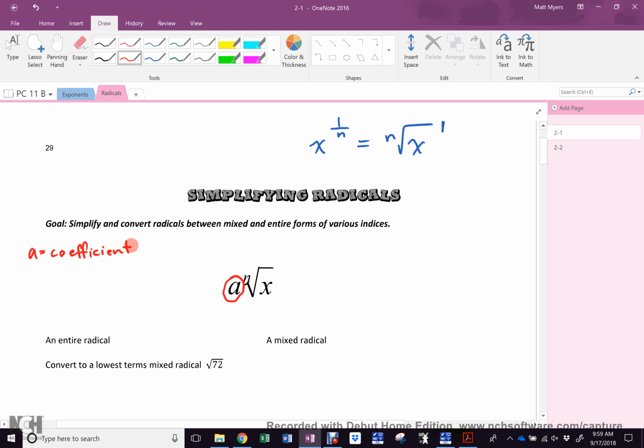What math does a coefficient do? Multiplication. Coefficient, just like an exponent, or similar to an exponent, a coefficient multiplies what's immediately to its right. And only what's immediately to its right. Okay? Everybody cool? Here's what I mean by that.